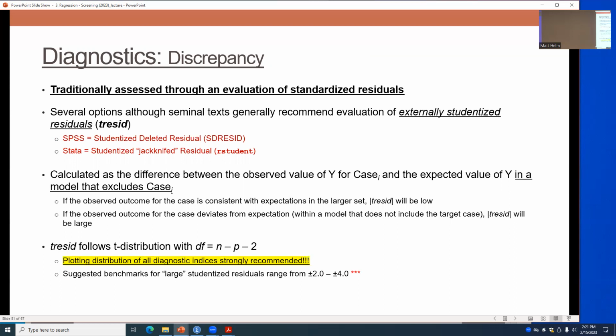Again, our t residuals follow a t distribution. Here's our general degrees of freedom, but if we're running regression models, hopefully we've got enough people in our sample that our t distribution is asymptotically close, or very close, to a standard Z distribution. So we can generally talk about large studentized residuals as anywhere from 2 to 4. But remember to take this with a grain of salt. All of this is relative. We're looking at our data and not just flagging everything that crosses a specific threshold, but taking this into context.